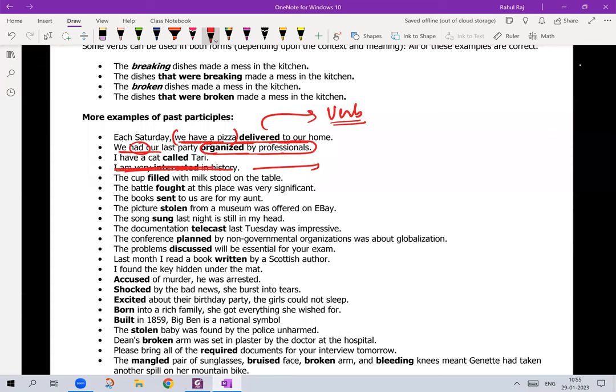Now see here, the cup filled with the milk stood on the table. Cup stood on the table. "Filled with the milk" is nothing. Adjective. The battle fought at this place was very significant. The battle was very significant. "Fought at this place" is crap.